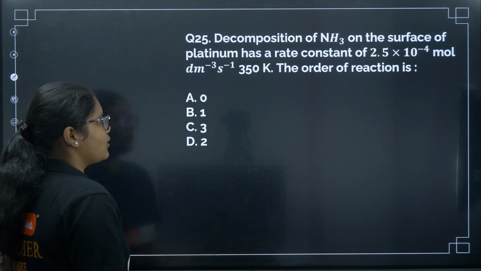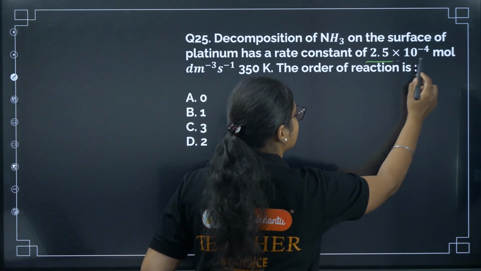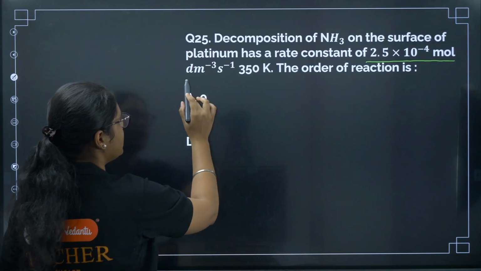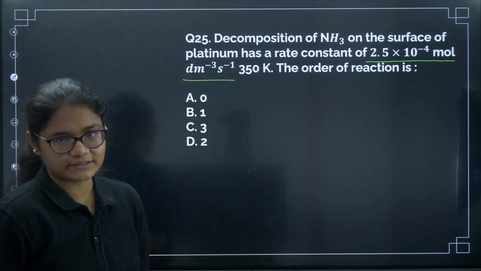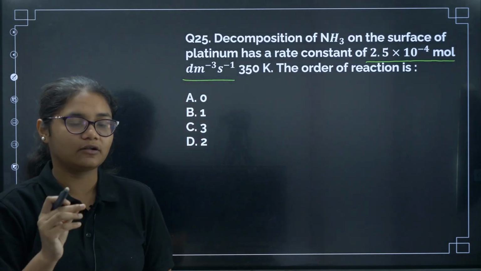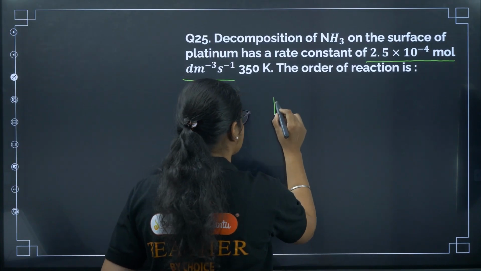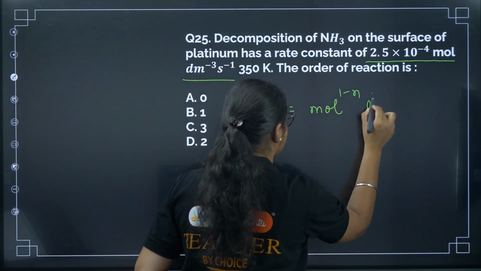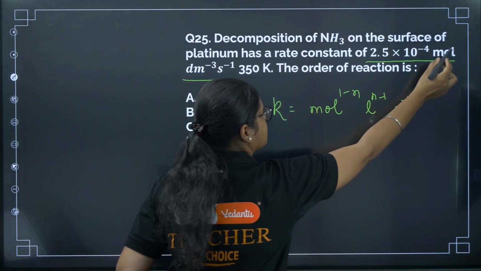Next, decomposition of NH3 on the surface of platinum has a rate constant of 2.5 into 10 to the power of minus 4 mole decimeter cube second inverse, okay. The order of the reaction is. So this is how the formula to calculate the order of the reaction using the rate constant. So you should know the general formula of rate constant units, that is mole 1 minus n, liter n minus 1, second inverse, right? So in this question, what is the unit of moles?